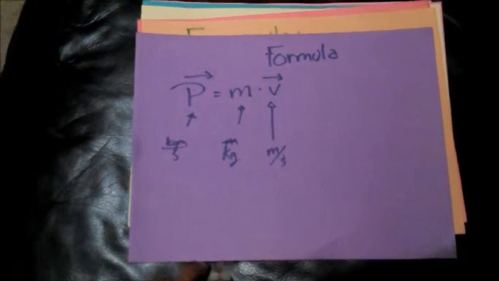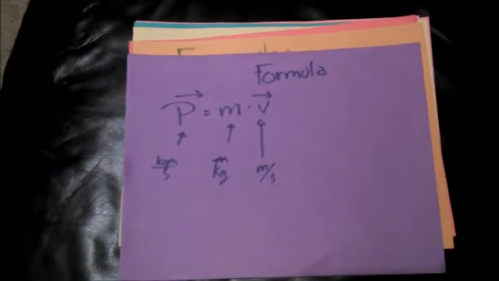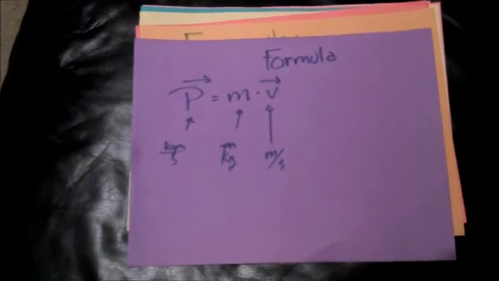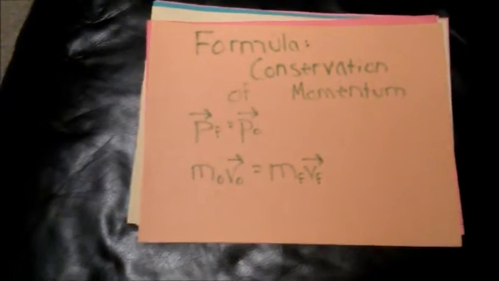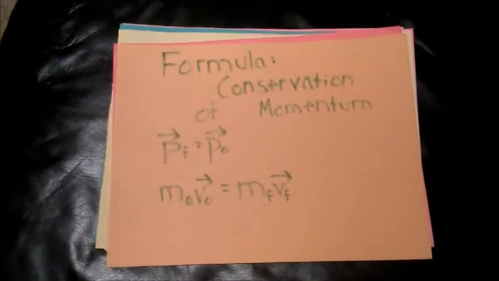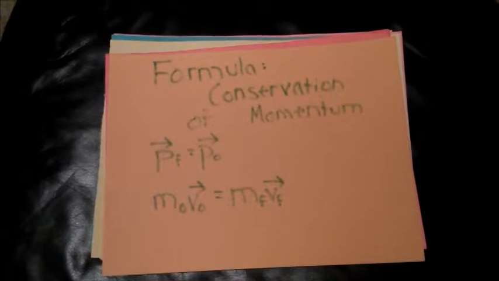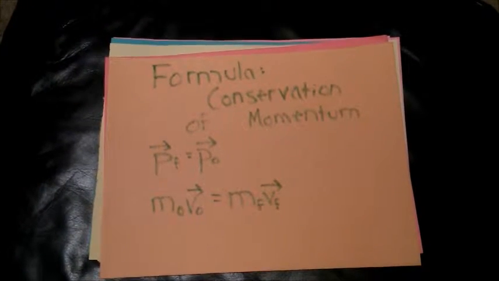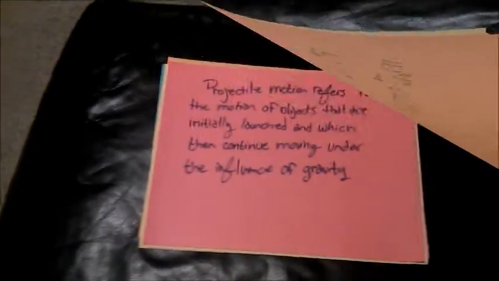And here is just the formula. P equals mass times velocity, and those are the denoted symbols. The formula for conservation of momentum is final momentum equals initial momentum.